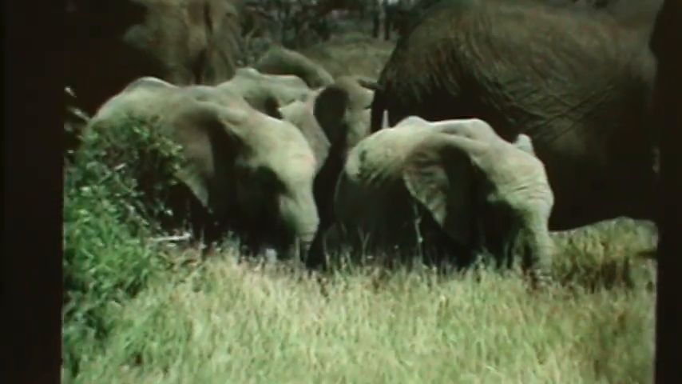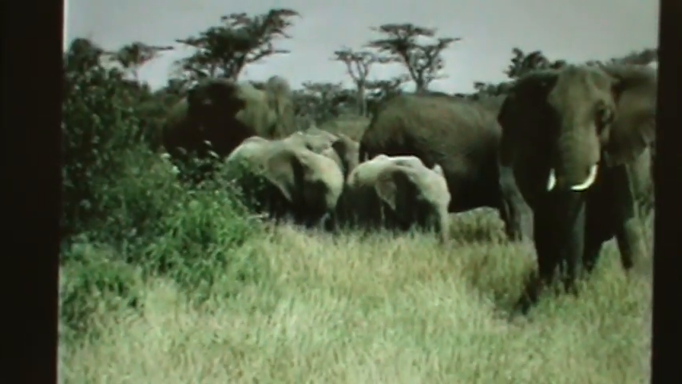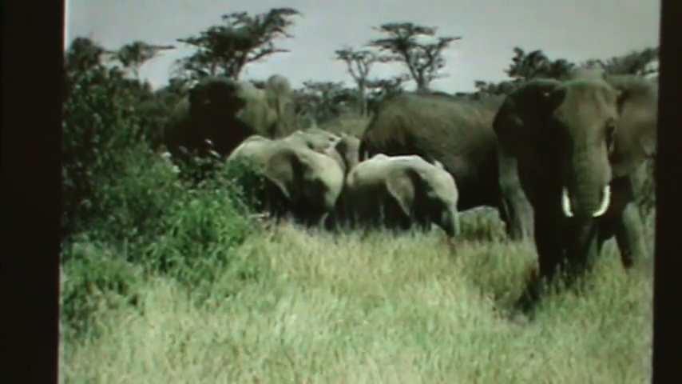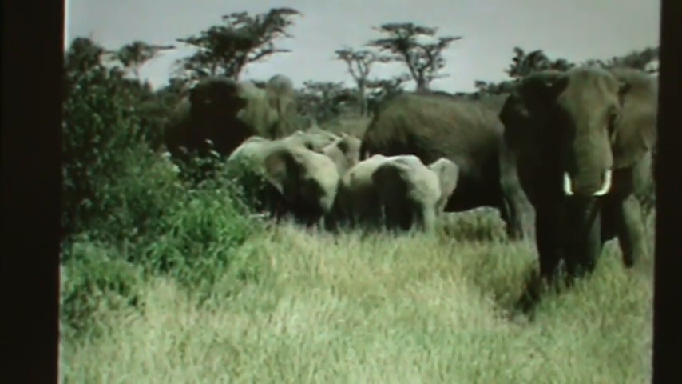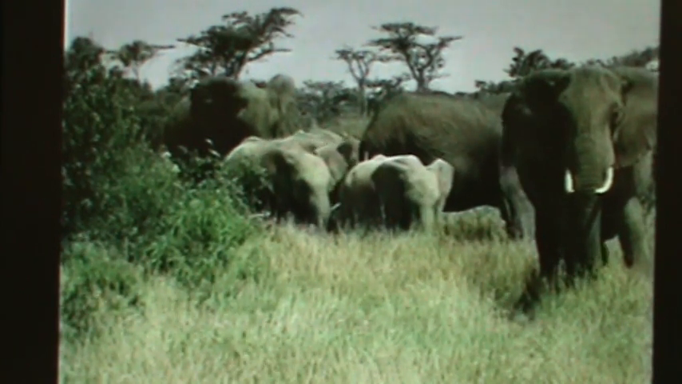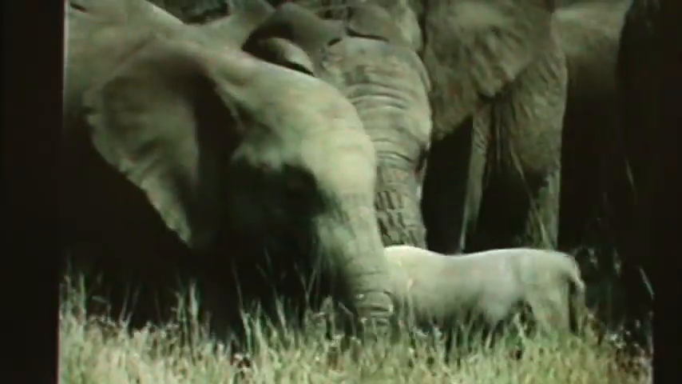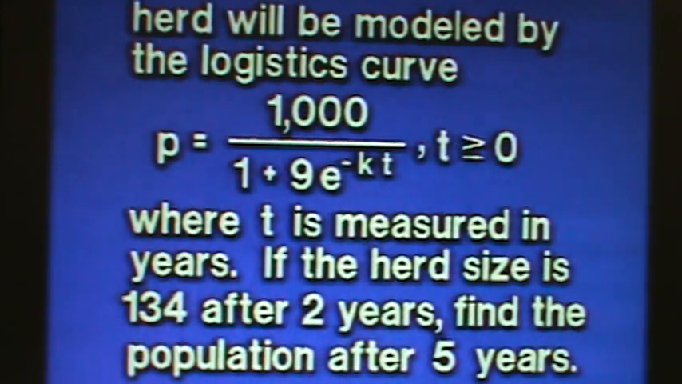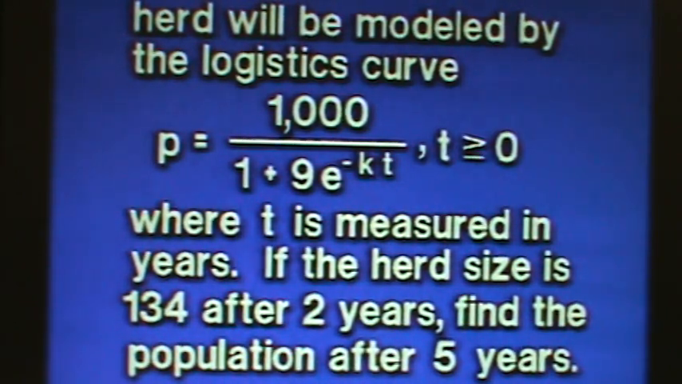Here's a somewhat different kind of population problem. A conservation group releases 100 animals of an endangered species into a game preserve. The organization believes that the preserve has a carrying capacity of 1,000 animals, and that the growth of the herd will be modeled by the logistic curve given by this equation, where t is greater than or equal to 0 and t is measured in years. If the herd size is 134 after 2 years, find the population after 5 years.